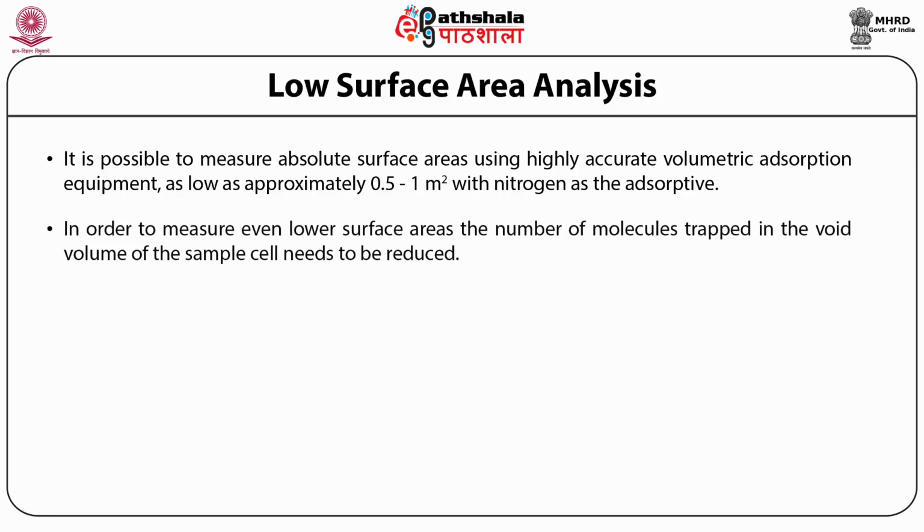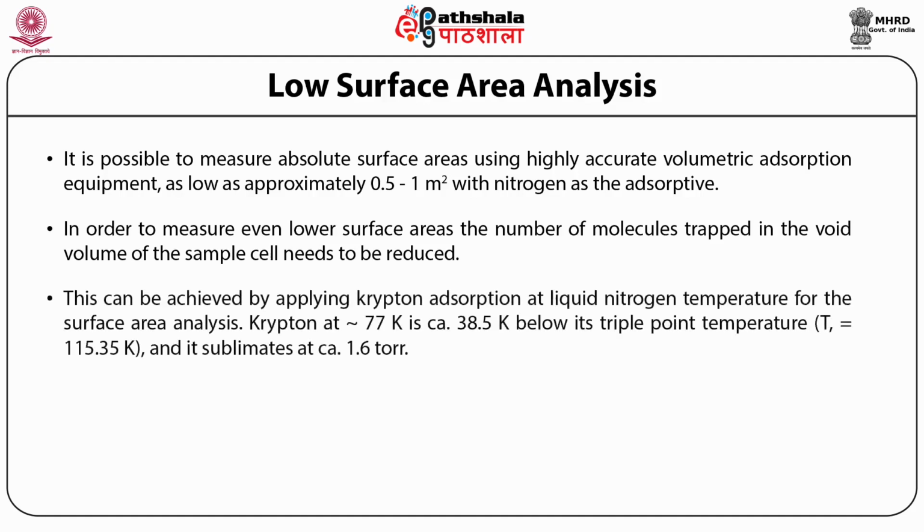In order to measure even lower surface areas, the number of molecules trapped in the void volume of the sample needs to be reduced. This can be achieved by applying krypton adsorption at liquid nitrogen temperature for the surface area analysis. Krypton at approximately 77 K is about 38.5 Kelvin below its triple point temperature, T is equal to 115.35 K, and it sublimates at about 1.6 torr.